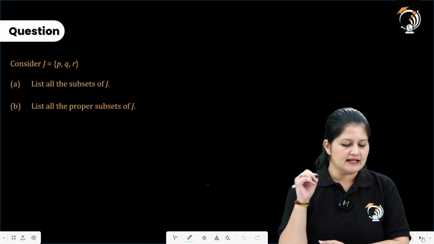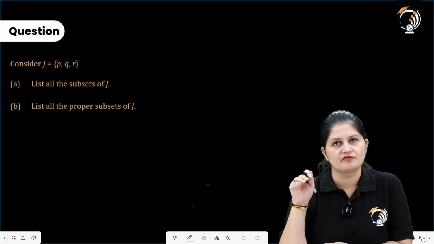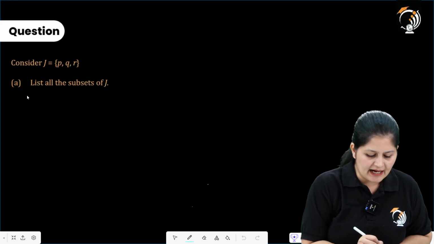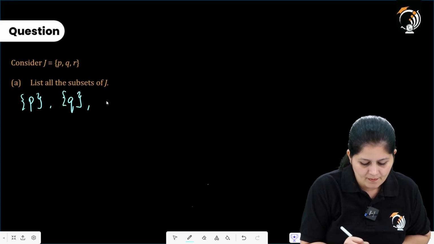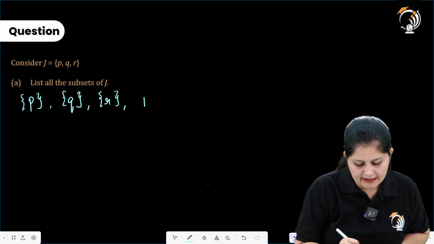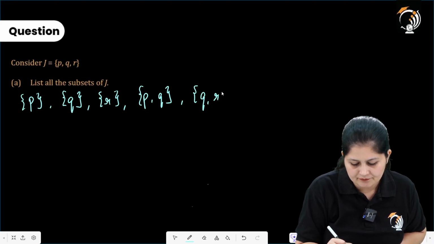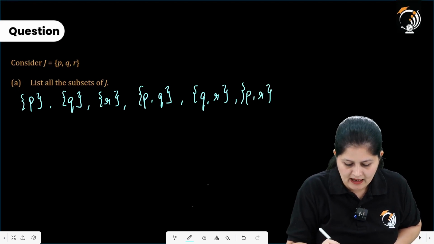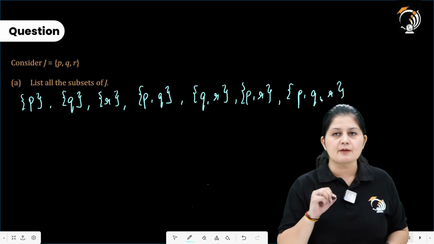Moving further, let's say that we are given a set J, which is {P, Q, R}. The elements of set J are P, Q, R. List all the subsets of J. There are going to be multiple subsets of J, which can be P, Q, R, PQ, QR, PR as well, and PQR as well. So these all are the subsets of J.